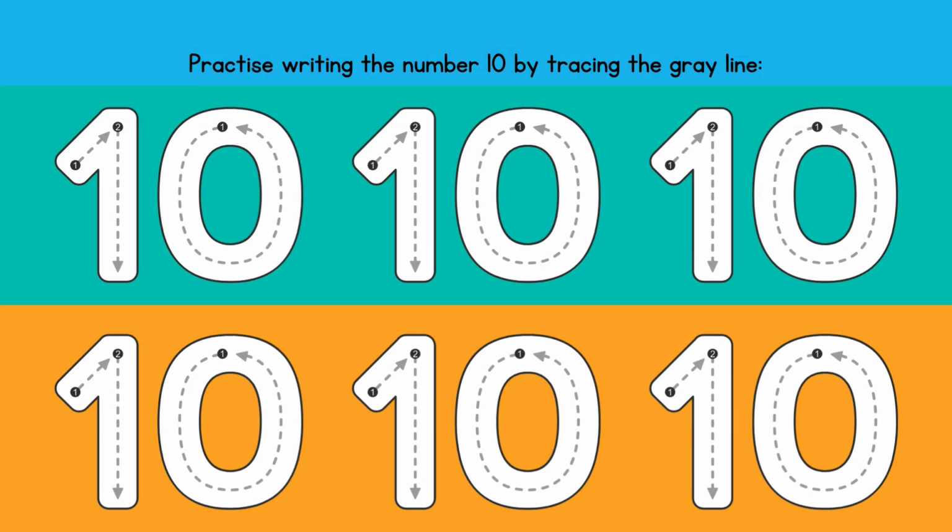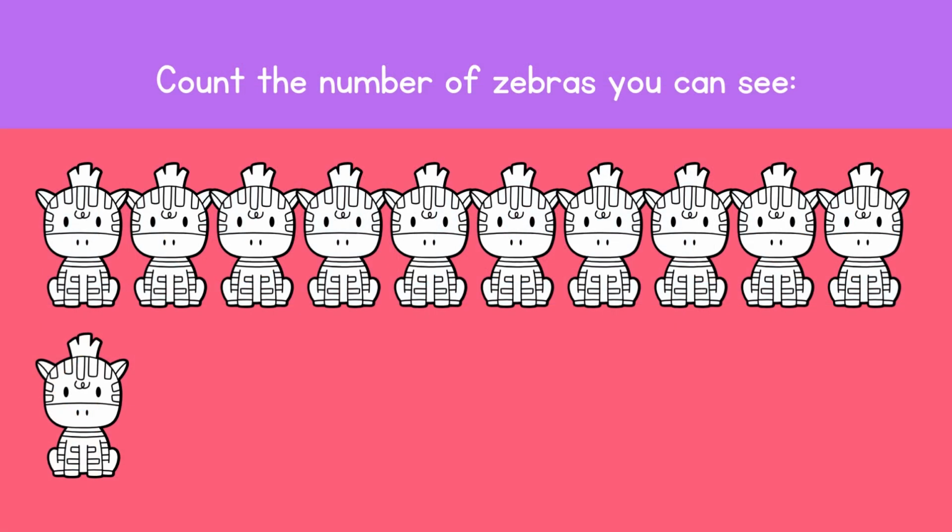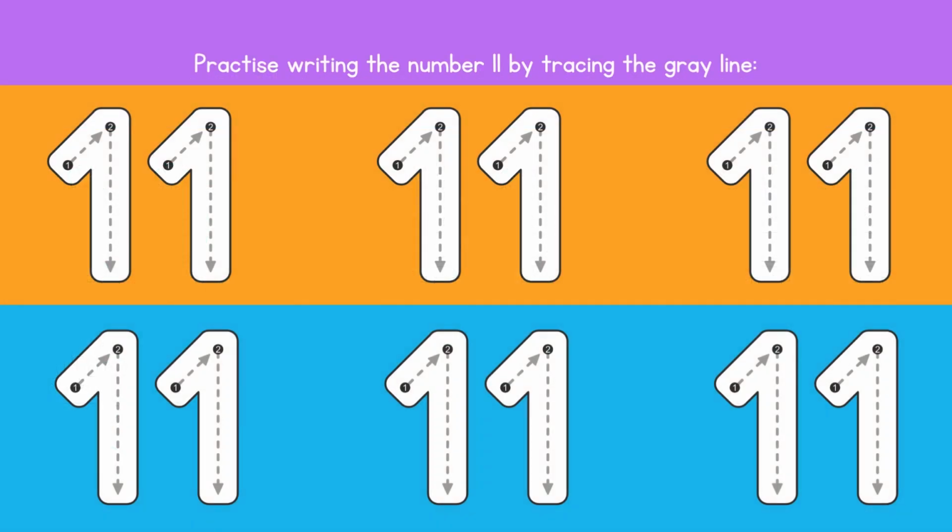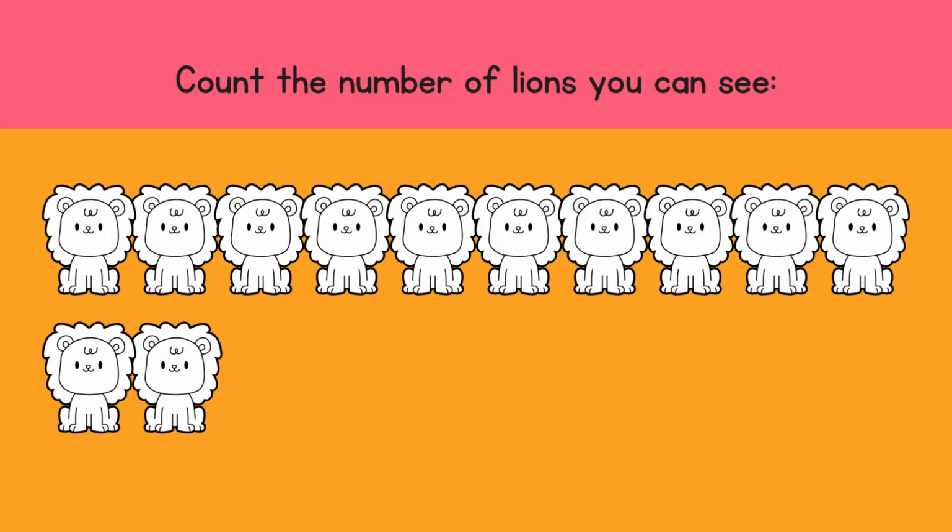Practice writing the number 10 by tracing the gray line. Count the number of zebras you can see. Practice writing the number 11 by tracing the gray line. Count the number of lions you can see.